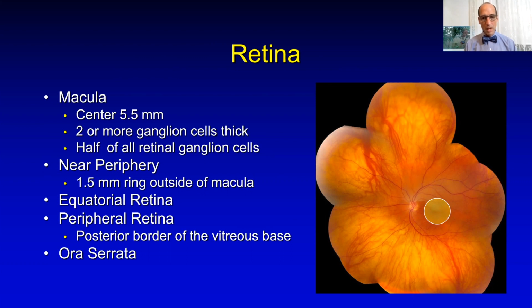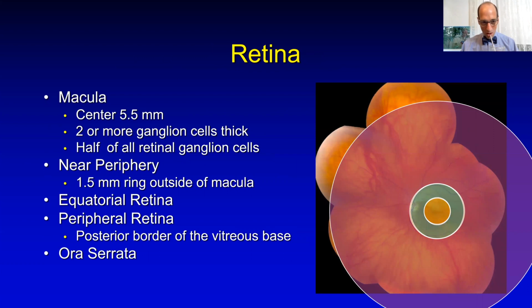It's mostly ganglion cells, a little bit photoreceptors. The near periphery, which we don't talk about ever, is a 1.5 millimeter ring outside the macula, and the equatorial retina we talk about a lot. And that's everything between the near periphery and the peripheral retina.